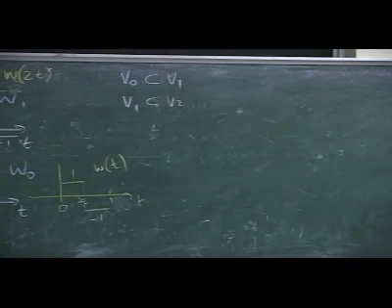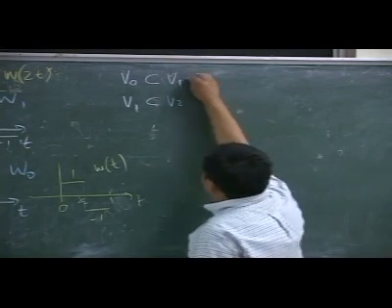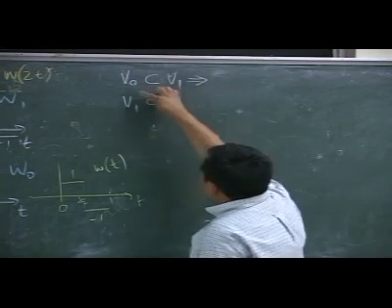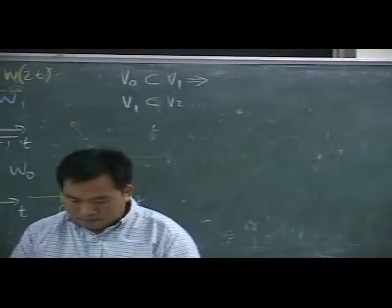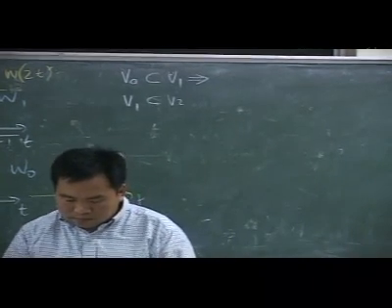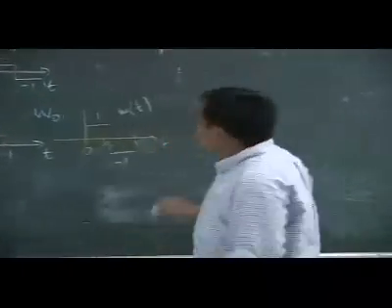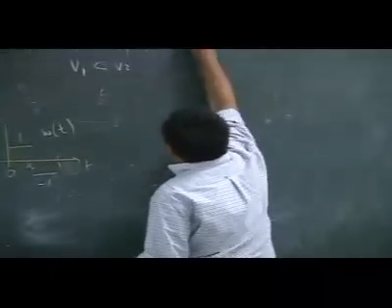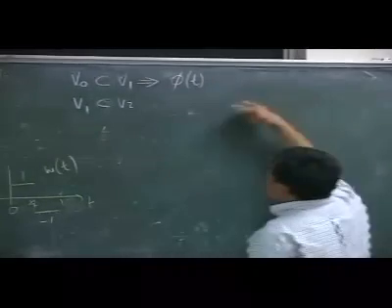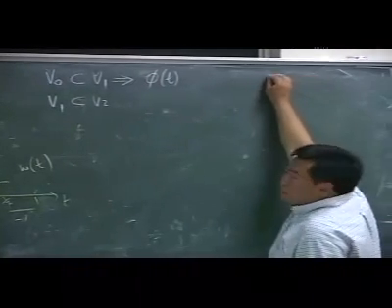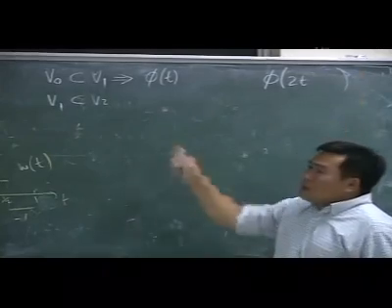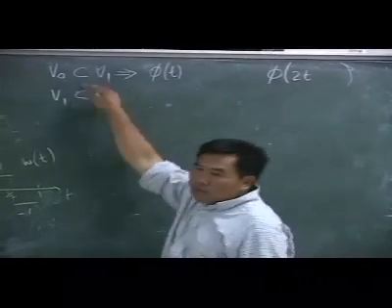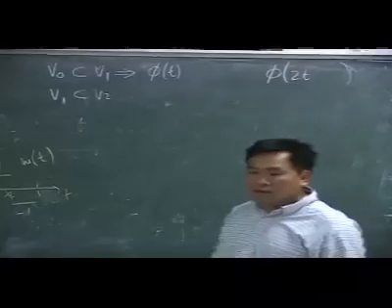Okay? V0 and V1. What is the basis function of V0? Phi of t, right? What's the basis function in V1? Phi of 2t. Tell me how to write this statement using basis functions.